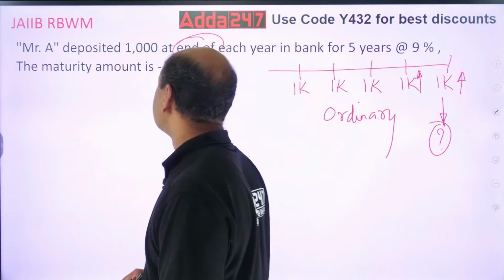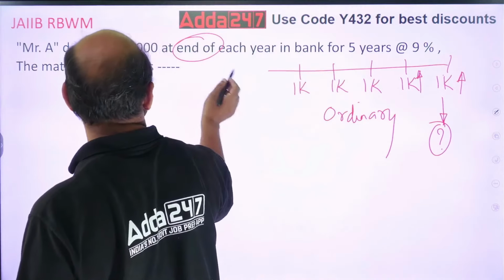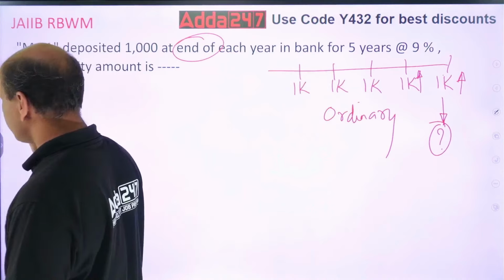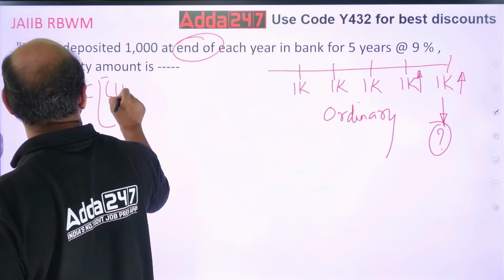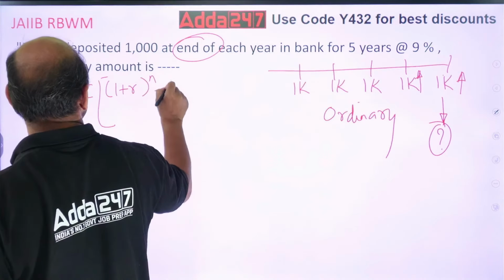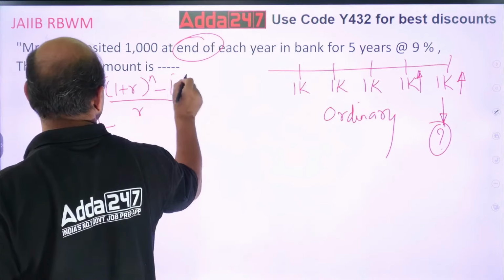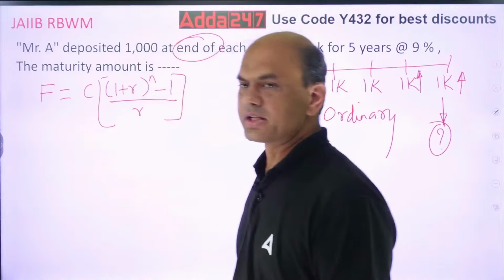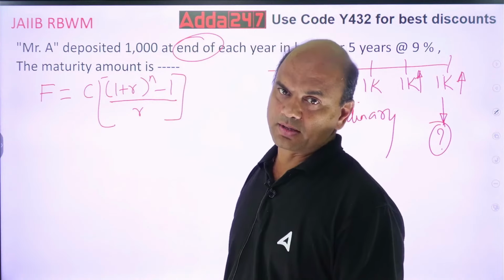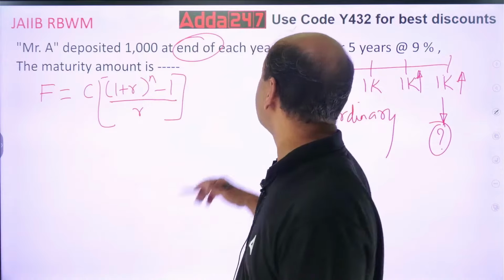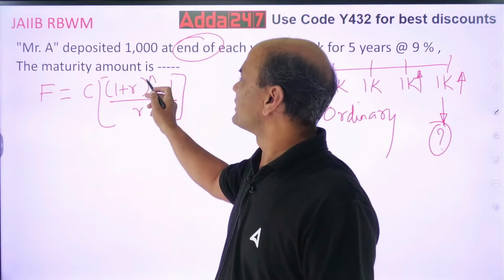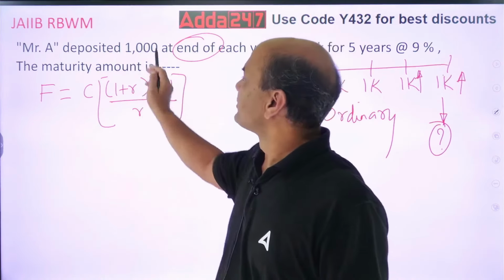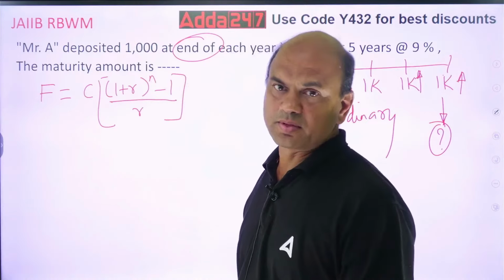So now he is depositing 1,000 at the end of each period. So what is the formula for this? F equals C into 1 plus R raised to n minus 1 the whole upon R, where F is the future value you have to find out. Now solve this. What is the ROI? ROI is 9%. N is 5 years, R is 9%, C is 1,000. So solve it, everyone.